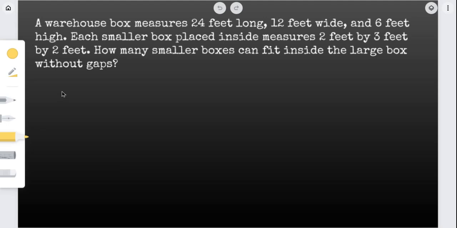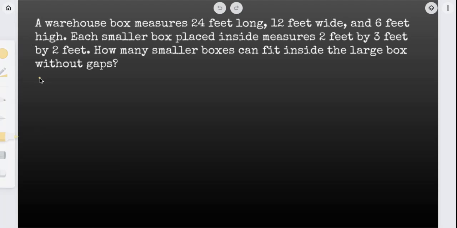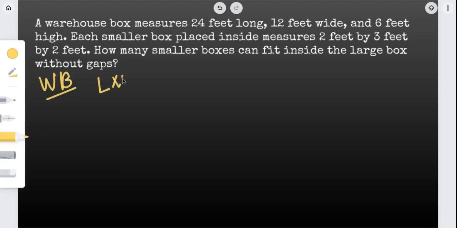So let's go ahead and start with what we know. I'm going to go ahead and label by saying a warehouse box, length times width times height, because we have to figure out the volume of the bigger box and what size it is before we can figure out how many smaller boxes can fit in it. So it's 24 long times 12 feet wide times 6 feet high.